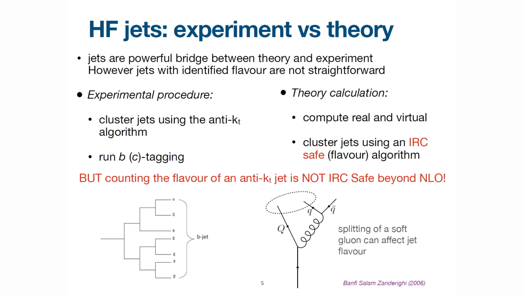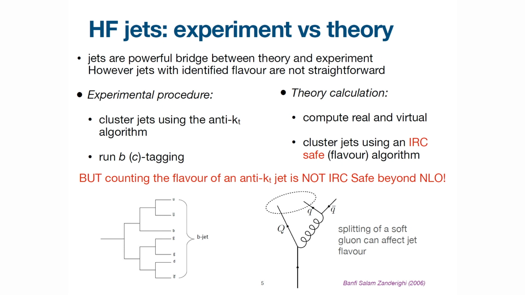The problem was identified many years ago by Banfi, Salam, and Zanderighi. If you cluster jets with anti-kT or kT, for that matter, and you define your flavor by counting the number of B and B bar, let's say, if you want to look at a B jet, this procedure is fine at leading and next-to-leading order, but it's not IRC safe at next-to-next-to-leading order. The problem arises from configurations of this type, where you can have a soft gluon which can split into a b b-bar pair. That's why it's next-to-next-to-leading order, because you need two emissions.